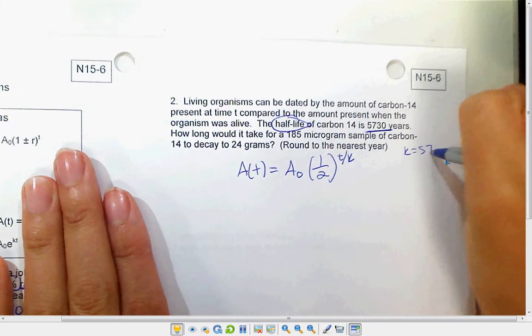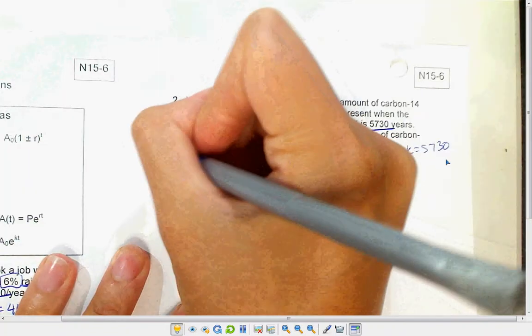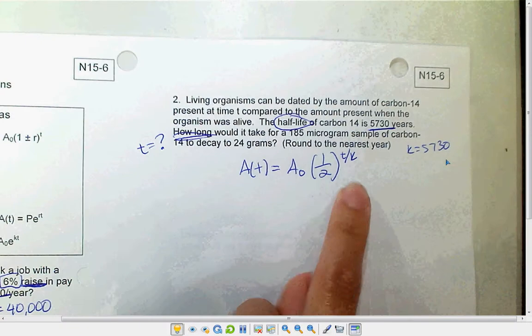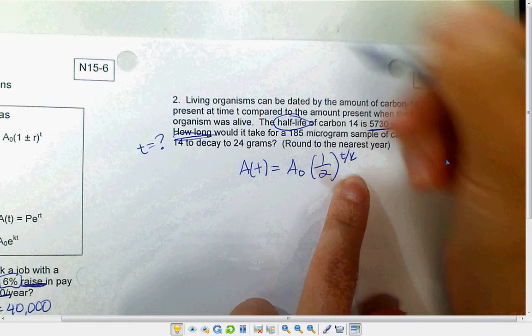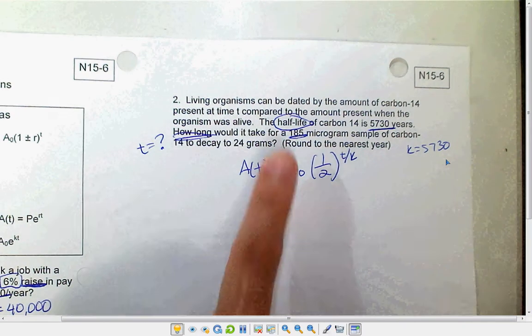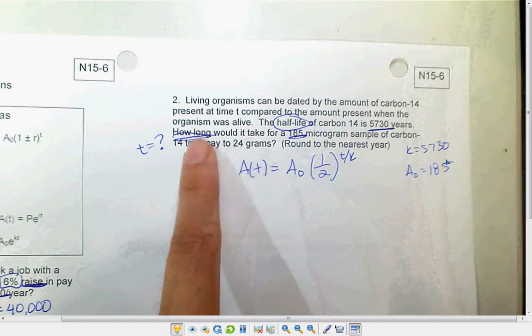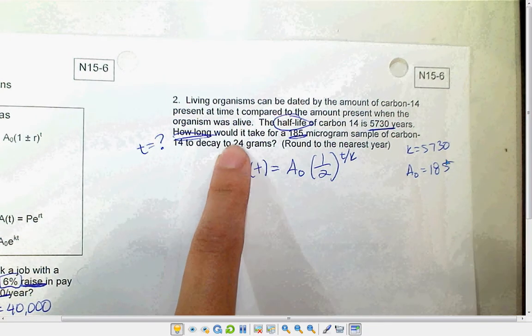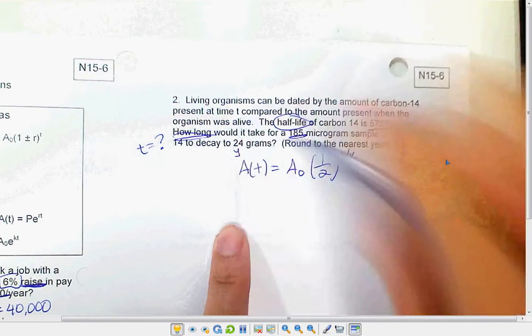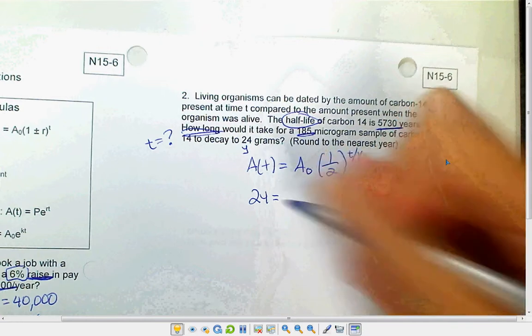K is 5,730. Again, this question is asking us how long. So we're looking for what is t. We're going to solve for the t in this equation. How long would it take for a 185 microgram sample to decay to 24? So if this is what it's starting off with, that's our initial. 24 is what it ends up being, so that's what our y value is going to be. So let's plug in our values. We know we want our y value to be 24.